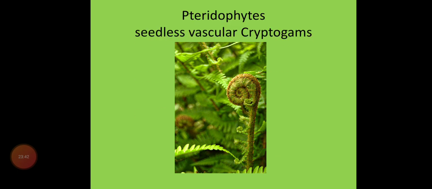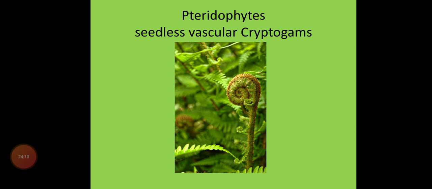Next, you will learn about Pteridophytes. See the picture. These are the Pteridophytes. Pteridophytes are the seedless vascular cryptogams. Vascular means they have xylem and phloem, but cryptogams means they do not produce seeds. Flowers, fruits and seeds cannot be produced. So pteridophytes are called seedless vascular cryptogams.